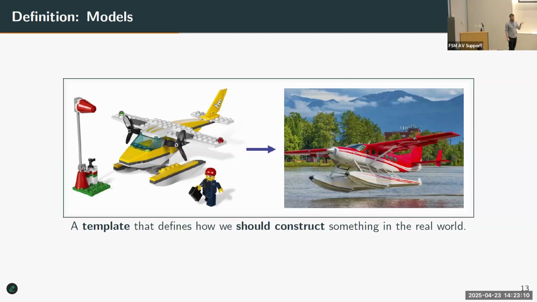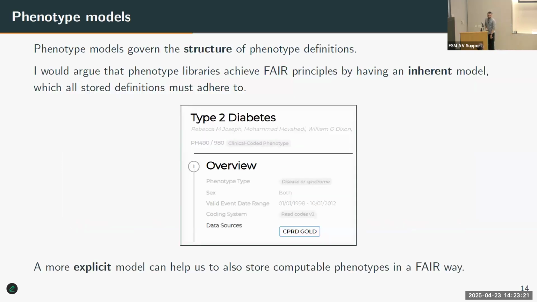So when I talk about phenotype models, what I'm saying is that we need a template. We need a consistent template for how we define and build phenotypes, how we structure phenotypes. And in many ways, again, we're doing that quite well at the definition level. So phenotype models, as I've said, structure phenotype definitions. They govern exactly what should be in there. And again, at the definition level, as I was saying, we're doing quite well. And I would say we're doing quite well, as I alluded to before, because these libraries where these definitions live enforce that there should be some information there.